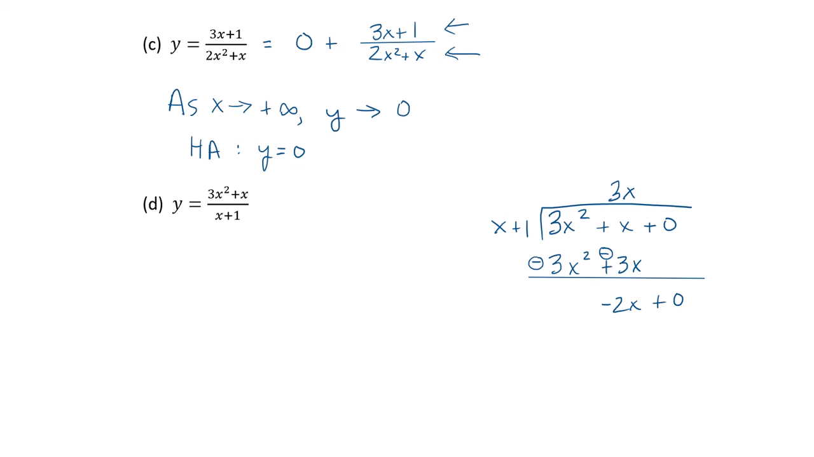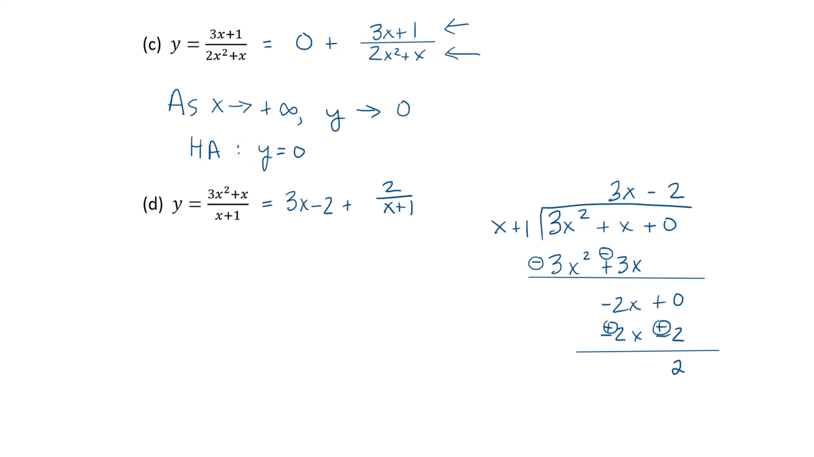Negative 2x divided by x is negative 2. Negative 2 times x is negative 2x. Negative 2 times 1 is negative 2. And I'm going to subtract this, which changes our signs. Negative 2x and positive 2x drop out, and 0 plus 2 is 2. So the alternative way of writing this would be 3x minus 2 plus 2 over x plus 1.